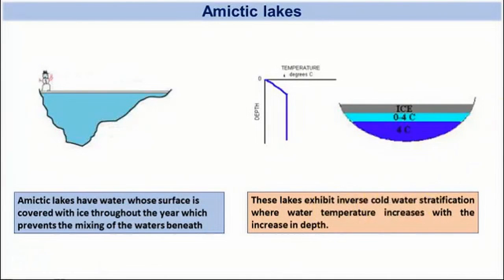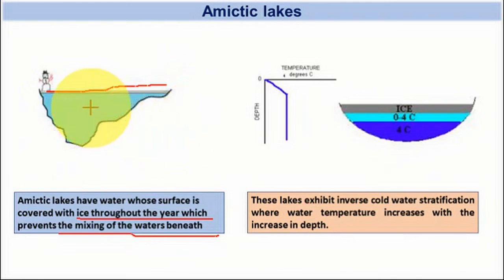In some cases, the lakes are also said to be amictic lakes. Amictic lake means they have water whose surface is covered with ice throughout the year, which prevents the mixing of waters beneath. So it is totally fixed with ice throughout the year. Never in summer, never in fall, it changes. So that is why this is called a fixed lake or amictic lake.